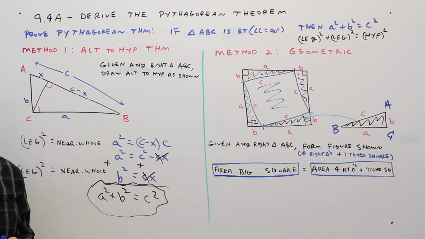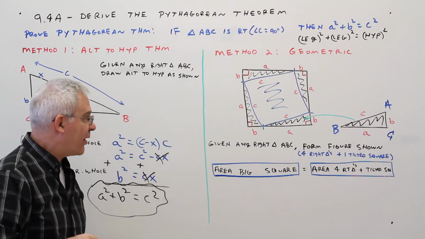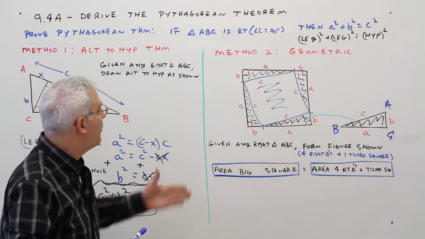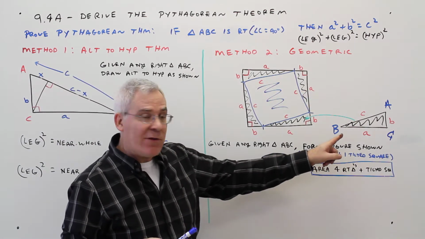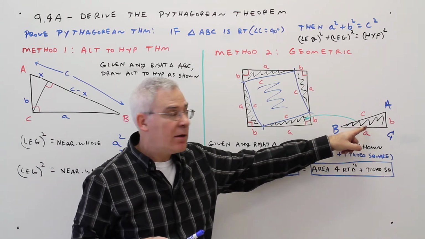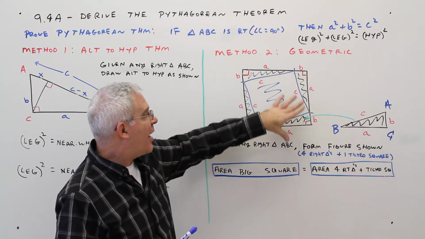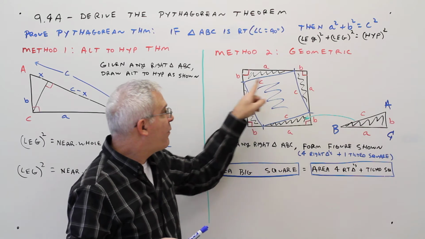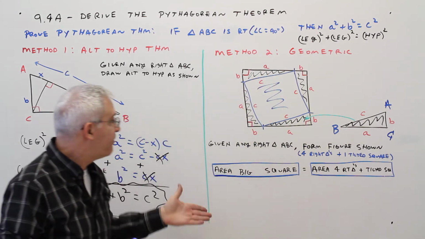It's that simple. Method 2, a geometric way of proving it. By the way, there's hundreds of ways of proving this theorem. Method 2, geometric. For any right triangle ABC, as shown here, form this figure. Basically, take that triangle and arrange it into a large square, such that we've got 4 of those right triangles that match up with one tilted square.